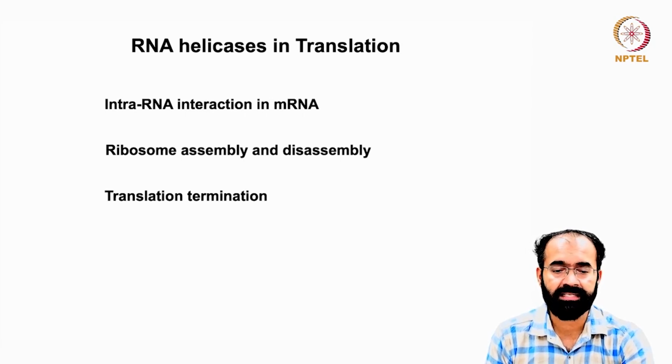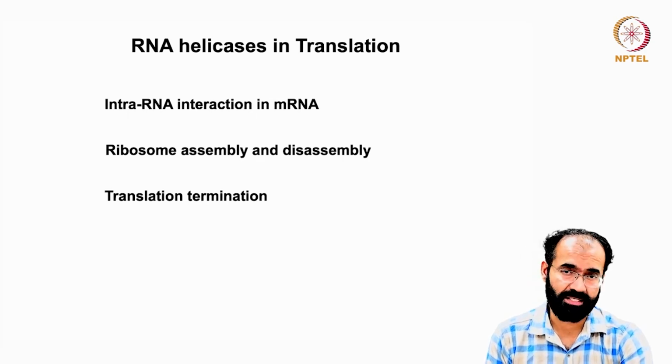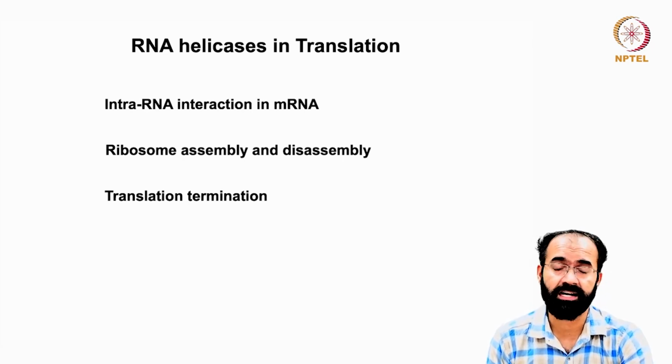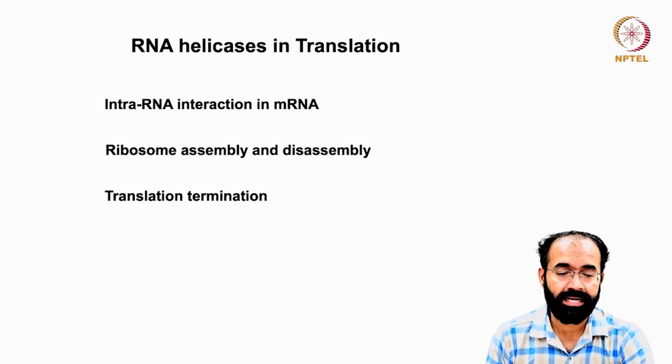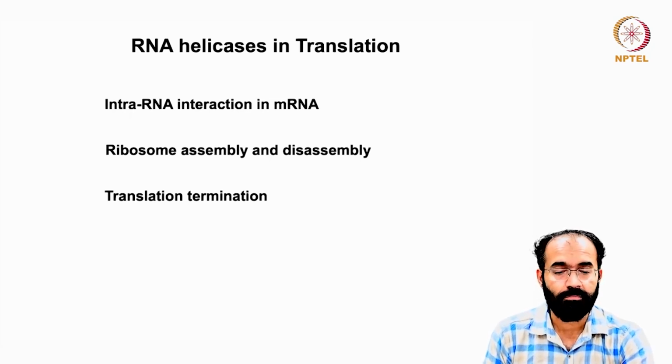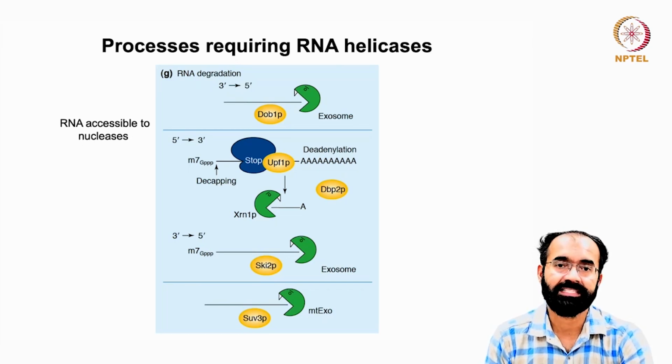Intra-RNA interaction in mRNA means that many times the mRNA has to interact with ribosomal RNA present in the ribosome, which is facilitated by specific helicases. Ribosome assembly and disassembly: assembly to start the translation, and disassembly once the translation is stopped, and the translation termination. All this requires RNA helicases. Let us see some more examples where RNA helicases are needed.